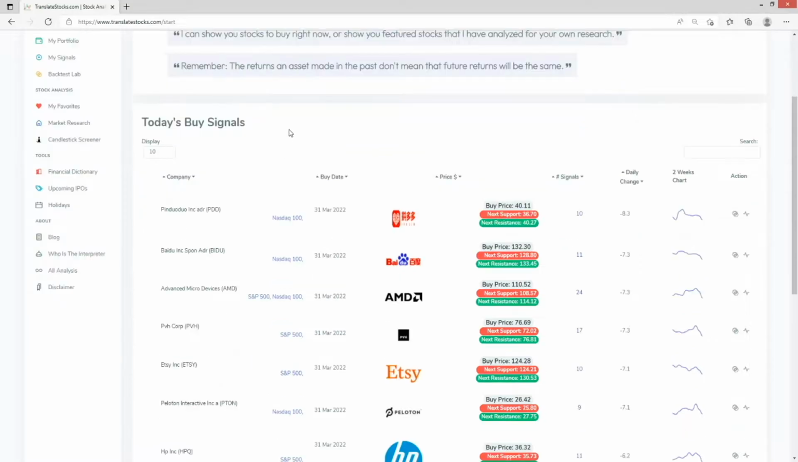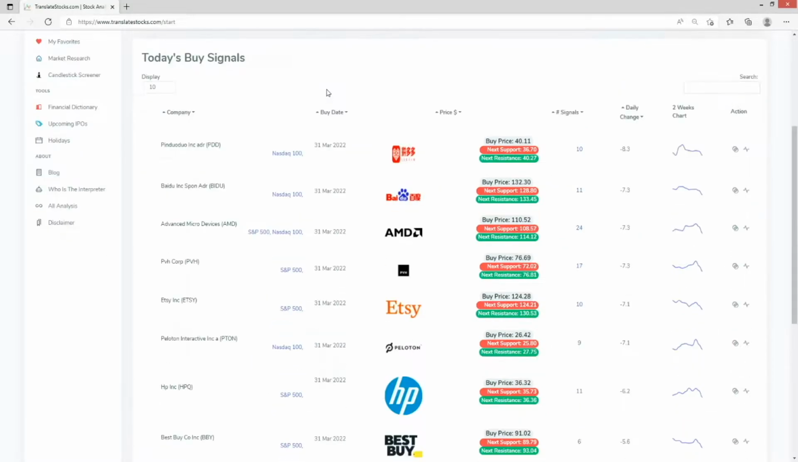So when we first log into your dashboard, we will land on this screen, today's buy signals. And this table will show us how many buy signals we had today for that specific stock. So we see we had 10 buy signals for Pinduoduo, or in other words, 10 different algorithms gave us a buy signal for this stock at this price. We had 11 signals for Baidu, 24 signals for AMD. But what do these signals mean and how do the algorithms work?